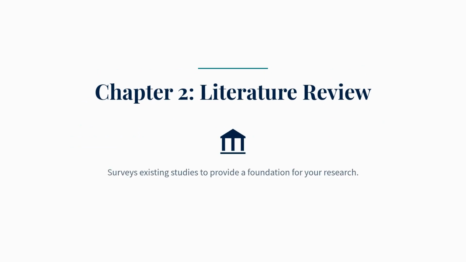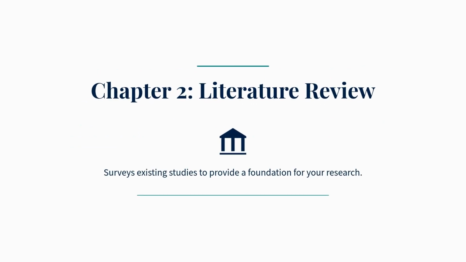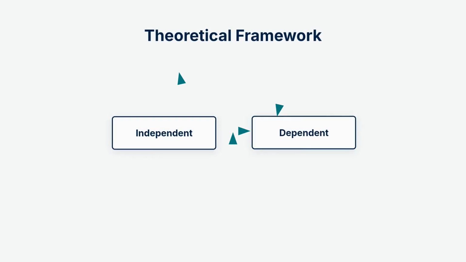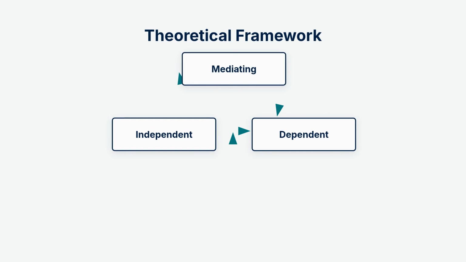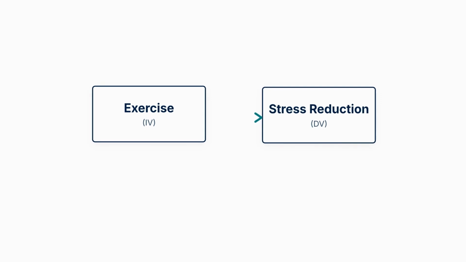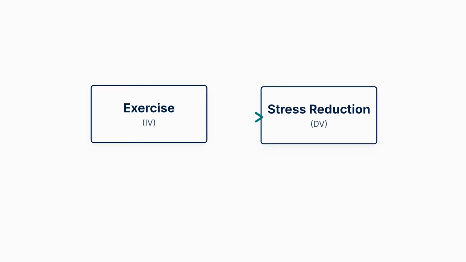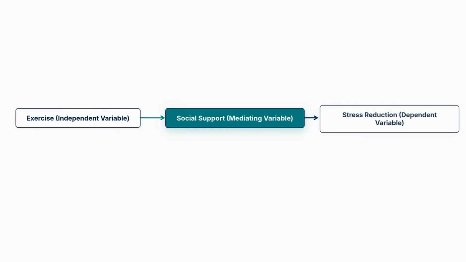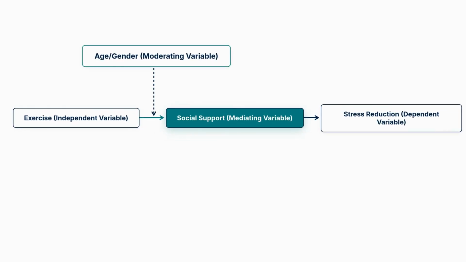Chapter 2, Literature Review. This chapter surveys existing studies to provide a foundation for your research. You discuss relevant theories and studies related to your topic, focusing on dependent, independent, mediating, and moderating variables. For example, if your study examines the relationship between exercise, independent variable, and stress reduction, dependent variable, you might include mediating variables like social support and moderating variables like age or gender.